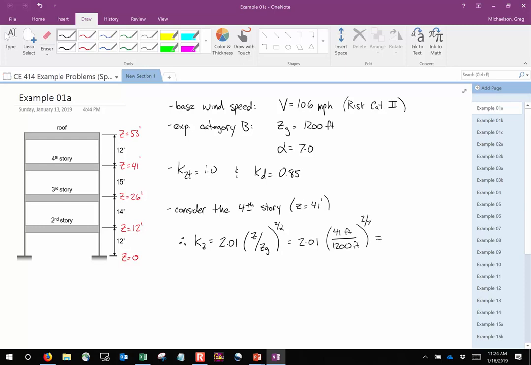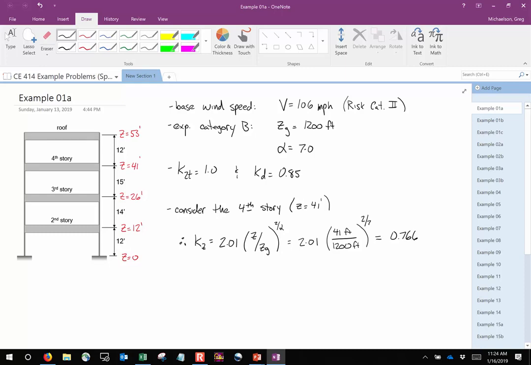Okay. Do we really have to break out calculators? Yes, we have to break out calculators. This is the first example I have here. 0.766. Everybody okay with that? All right, okay. So that's the KZ quantity.